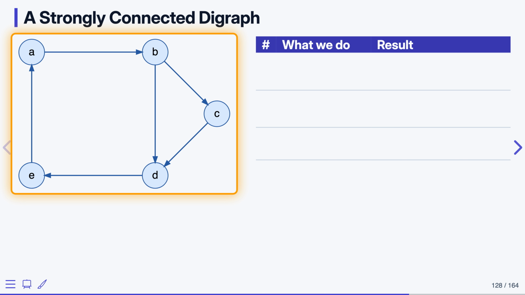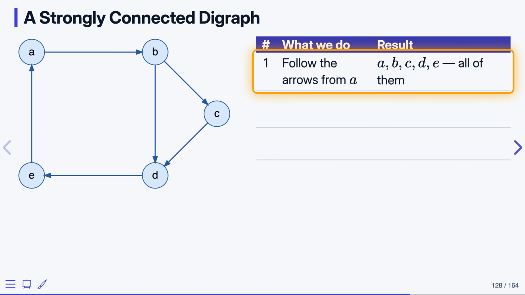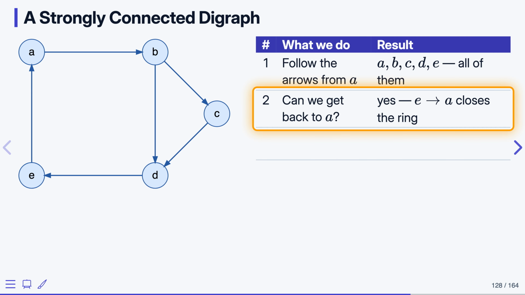Let's test this directed graph. Step 1. Start at A and follow the arrows. A to B, B to C, C to D, D to E, so from A we can reach every other vertex. Step 2. Can we come back to A? Yes, the arrow from E to A closes the ring.